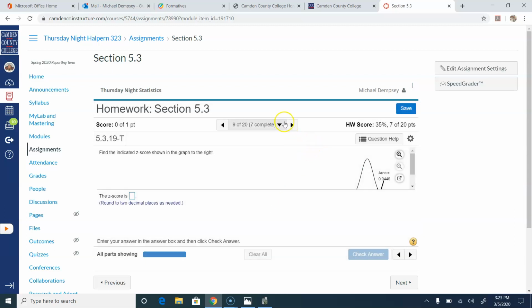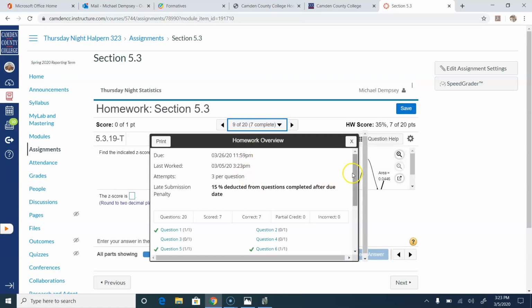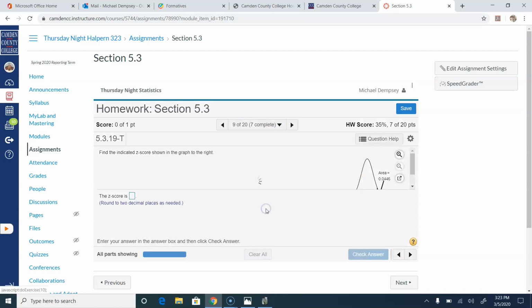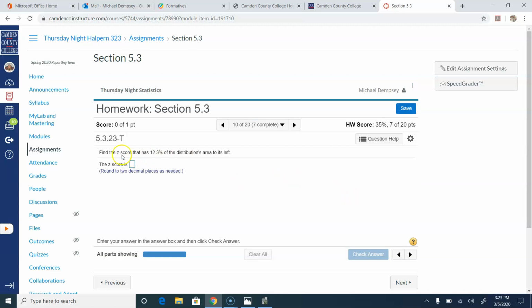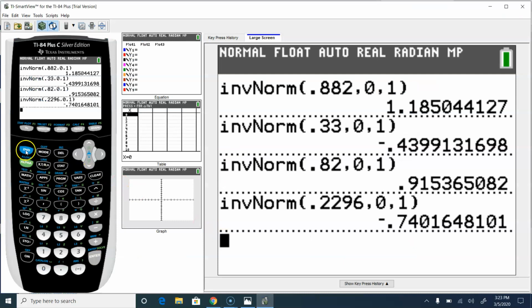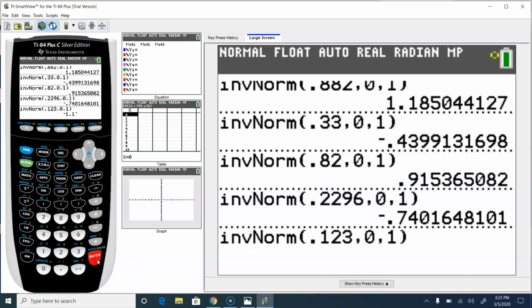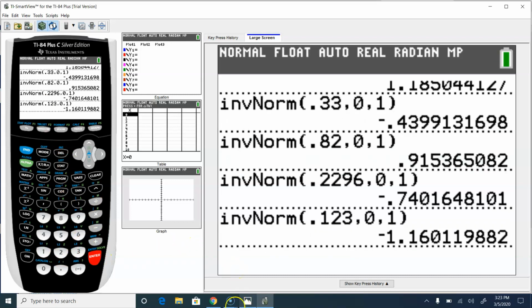Okay. So let me jump to number 10, see if that looks a little bit different. Now I don't have any graphical picture, but find the z-score that has 12.3% of the distribution to its left. So this is the same thing we're doing, except we just have to change 12.3% to a decimal. So 12.3% is 0.123. So negative 1.16.